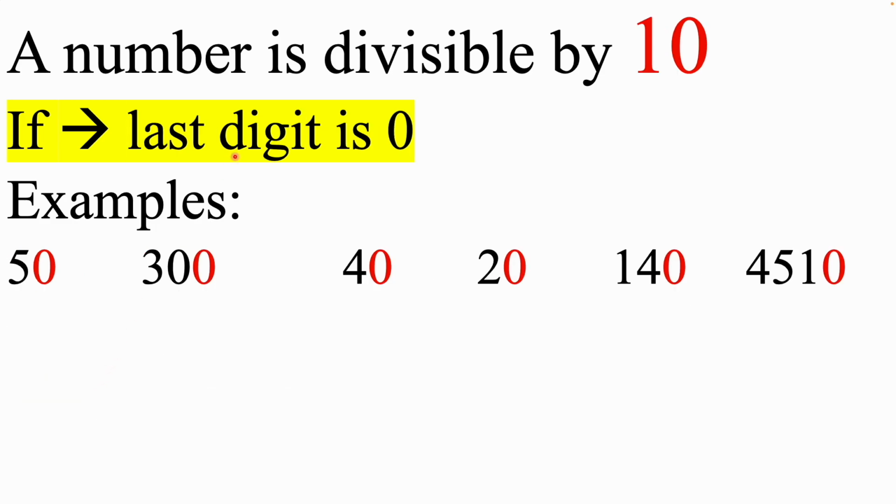The last one, the easiest one, a number is divisible by 10 if the last digit is 0. So 50, 300, 40, 20, 140, and 4,510. And that's pretty much it for this video.